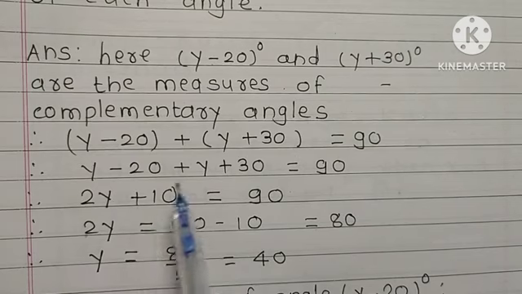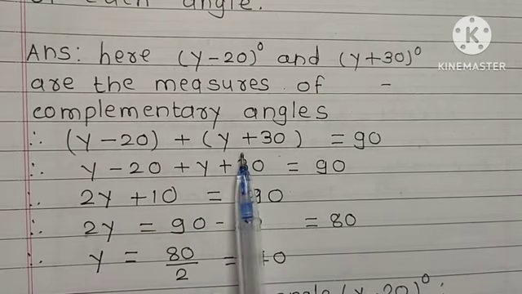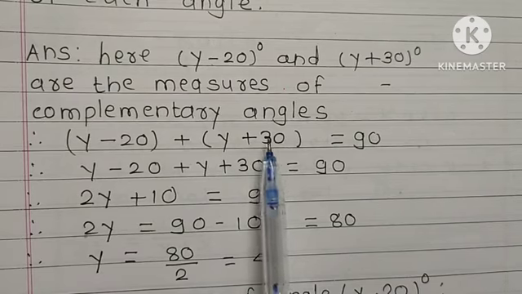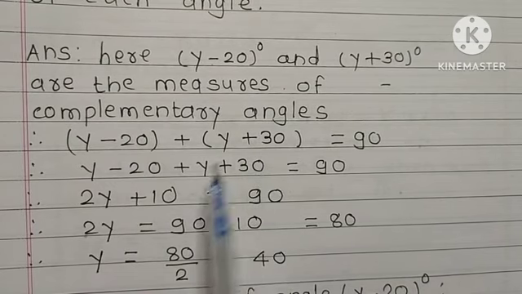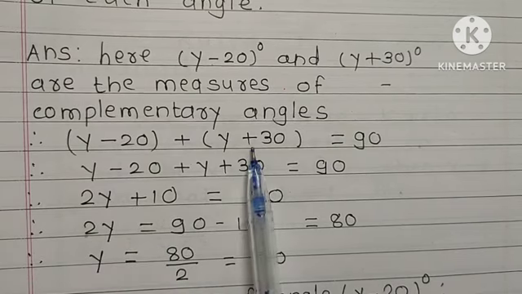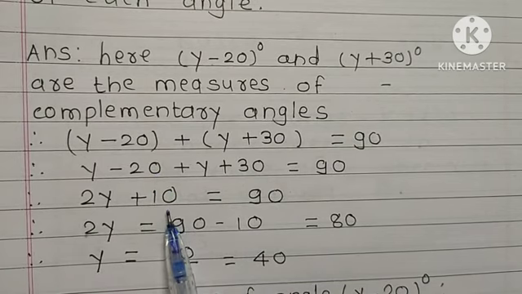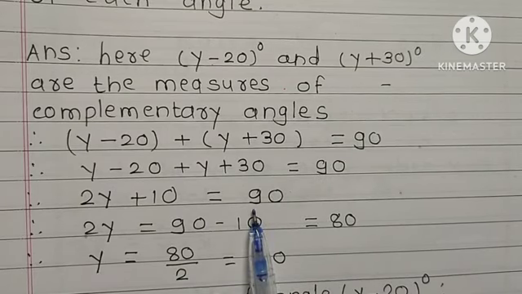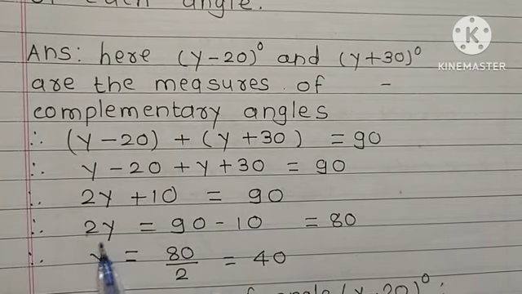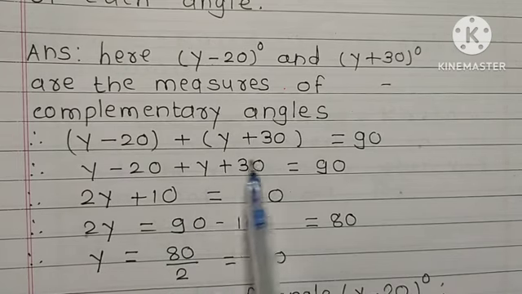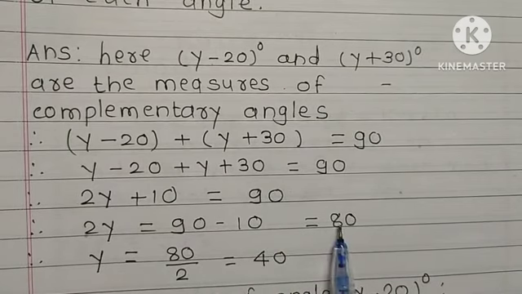plus 10. Because whenever we do subtraction, we give the sign of the largest number. So here 30 and 20. Largest is 30. Therefore subtraction is plus 10. Remember, this sign is given to the subtraction. 30 minus 20 is plus 10, is equal to 90 as it is. Now taking this 10 to right side, you will get 2y is equal to 90 minus 10. That means 90 minus 10 is 80. So 2y is equal to 80.